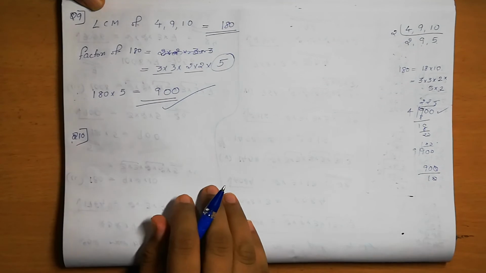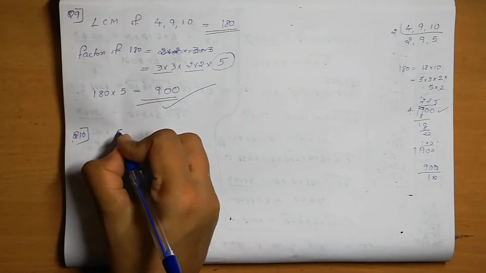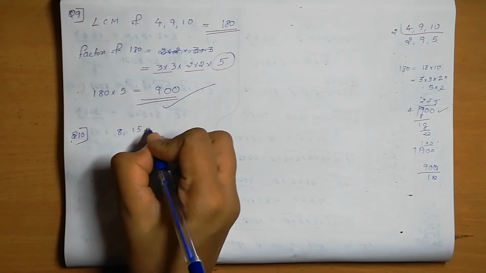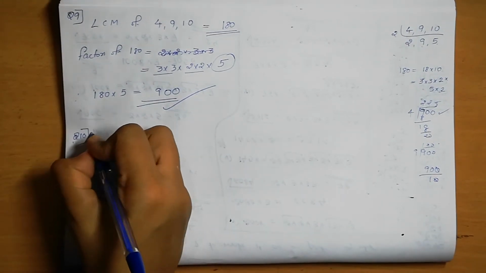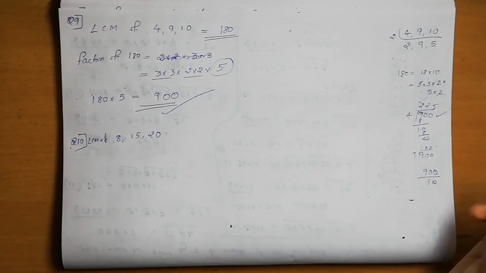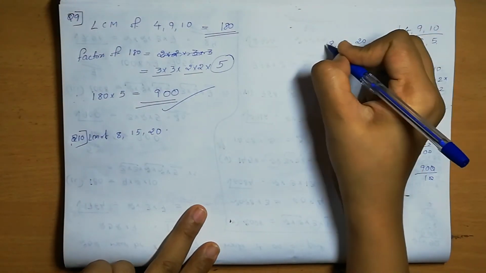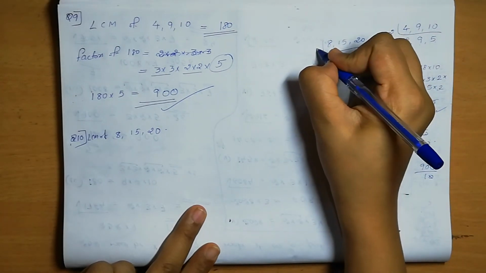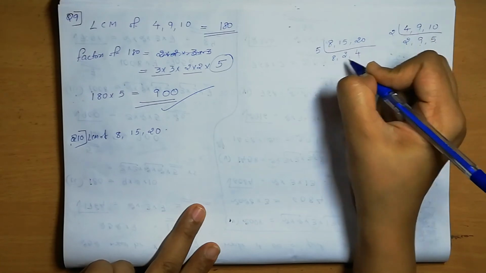Question number 10. Find the smallest square number that is divisible by each of the numbers 8, 15, 20. Here also we need to find the smallest square number. So first we need to find the LCM of 8, 15 and 20. For this one we can take the 5's table: 5 threes are 15, 5 fours are 20.